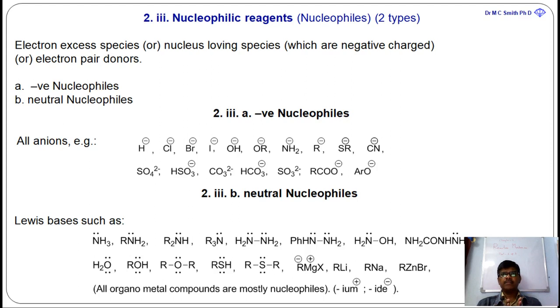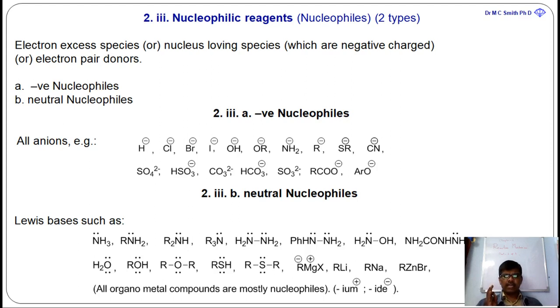Grignard reagent, please remember, Grignard reagent is a neutral nucleophile. If someone asks whether the Grignard reagent is an electrophile or nucleophile, yes, it's a neutral nucleophile. Alkyl lithium, all lithium compounds like butyl lithium and methyl lithium, are neutral nucleophiles. Be careful, butyl lithium is used in most of the reactions of organic chemistry.